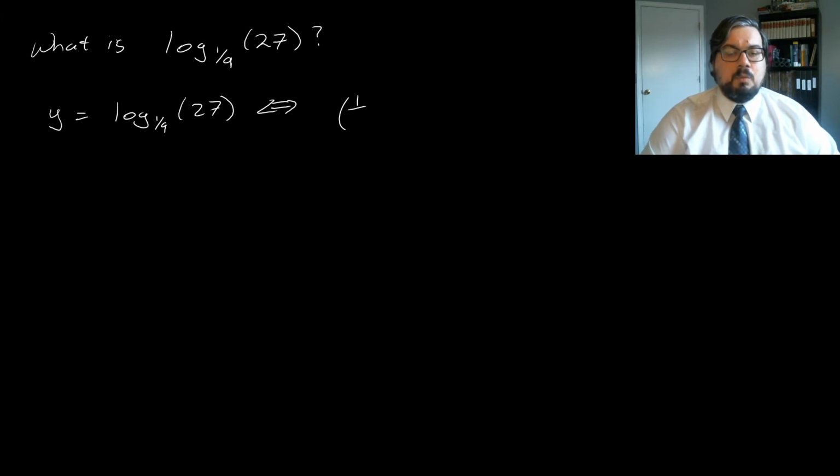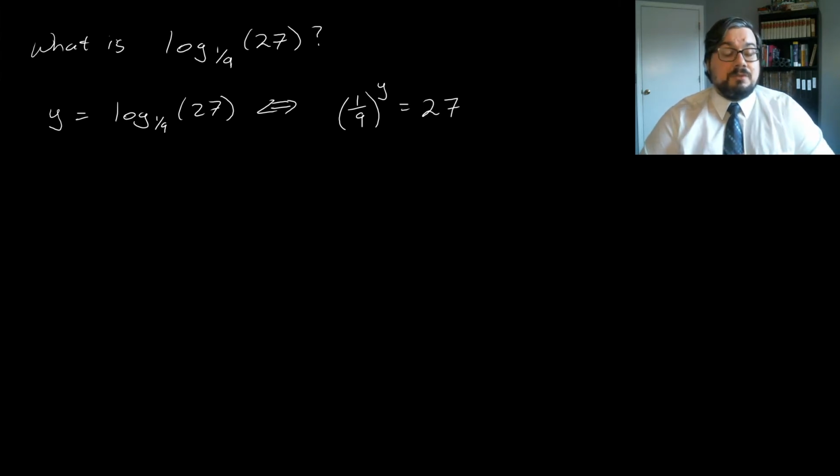This becomes 1/9 raised to the y equals 27. That's the exponential form of the logarithmic equation on the left. Now we want to find what value of y makes this true. Now here, it's not quite as easy because we aren't familiar with a way of expressing 27 as a power of 1/9, like we would want to here.